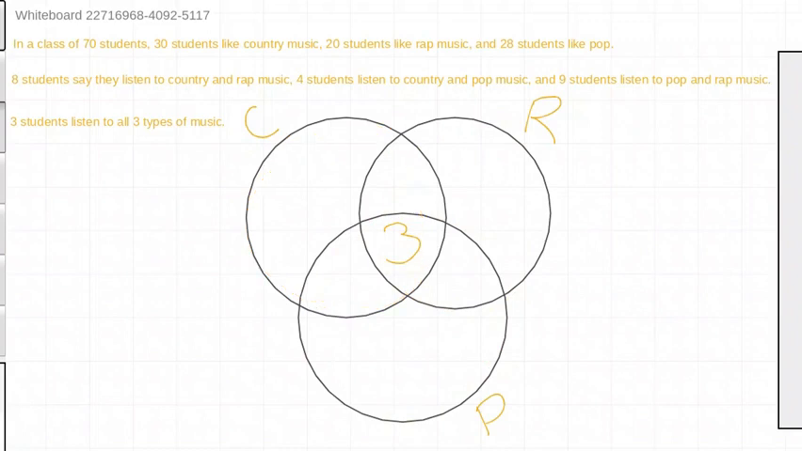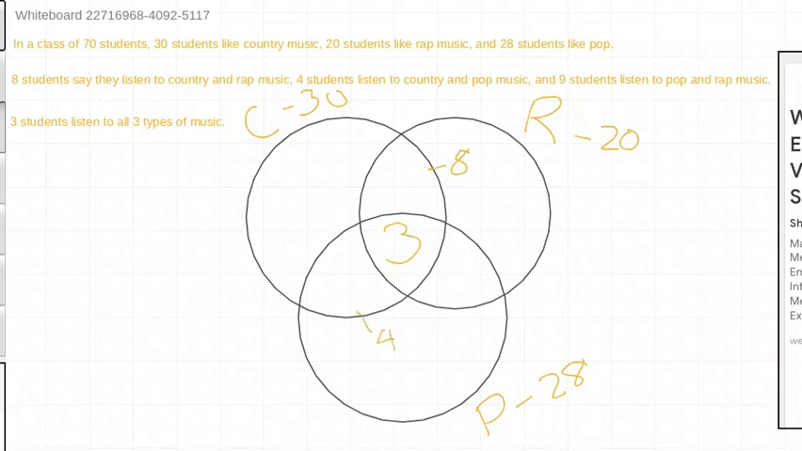So now we want to go to these 3 because those are the most middle. We know that for country, 30 students like country, 20 students like rap, and 28 students like pop. Now for the middle ones, we know that 8 students listen to country and rap, 4 students listen to country and pop, and 9 students listen to pop and rap.